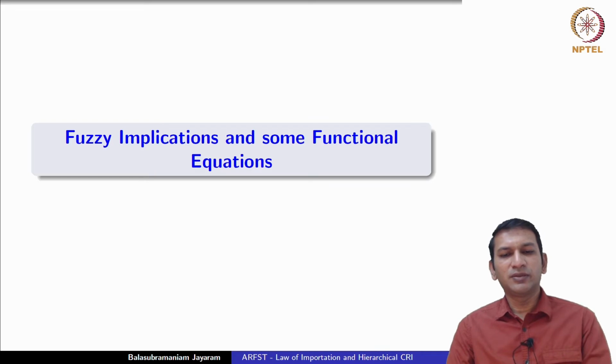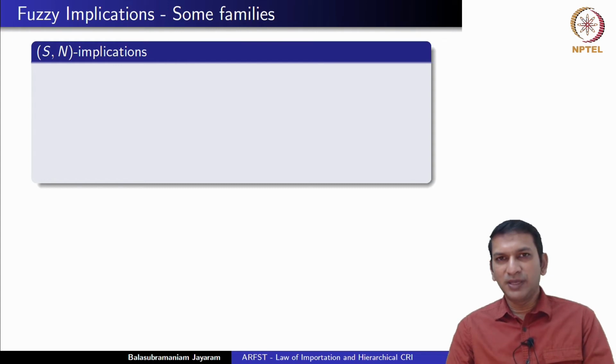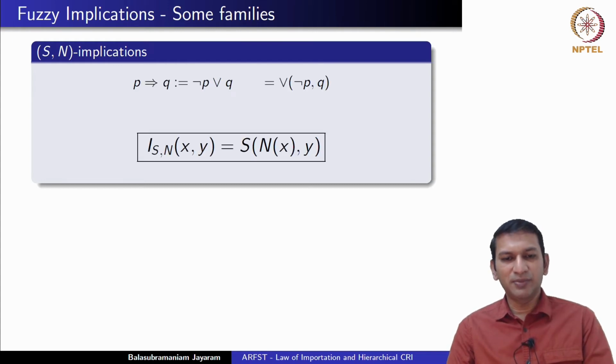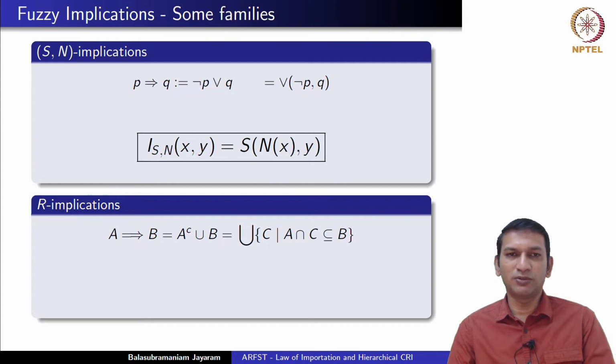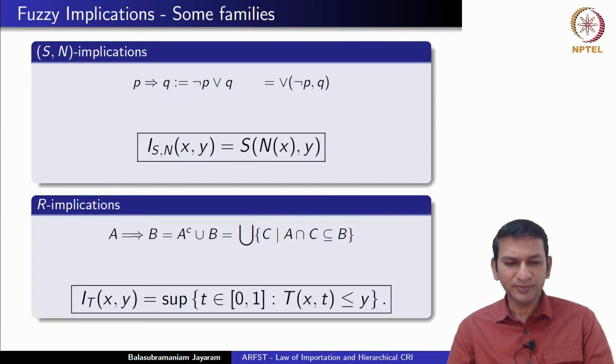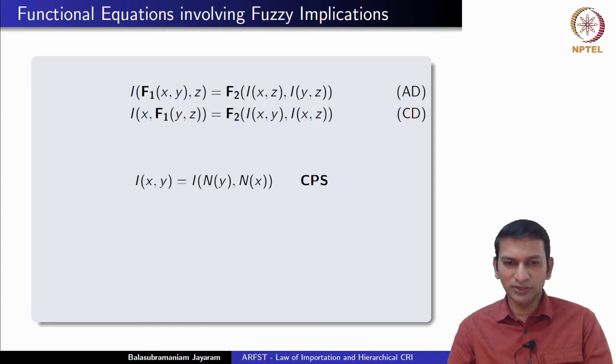Let's look at some of the functional equations involving fuzzy implications. Let's look at the basic families of fuzzy implications. The SN family, which is the SN implication. We know about the R implications, which we have discussed at length almost for more than half of this course. If you look at the functional equations, we have seen a couple of them in the previous lecture, which is the antecedent and consequent distributivity. But these are only two such. Of course, law of importation is one, but there are also many other functional equations involving fuzzy implications.